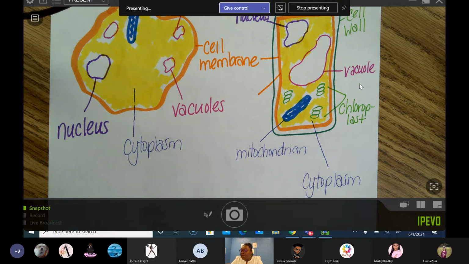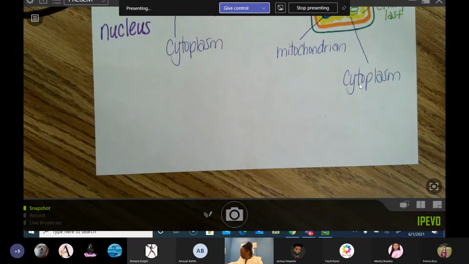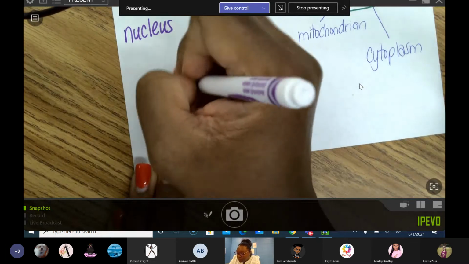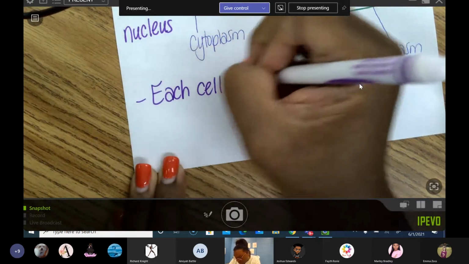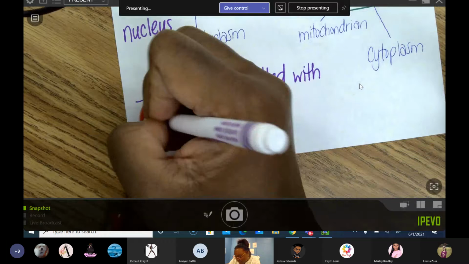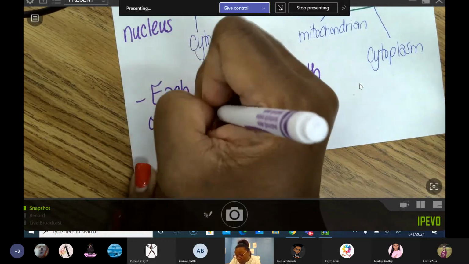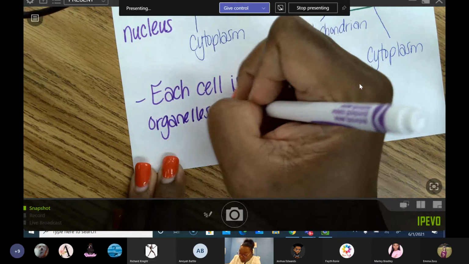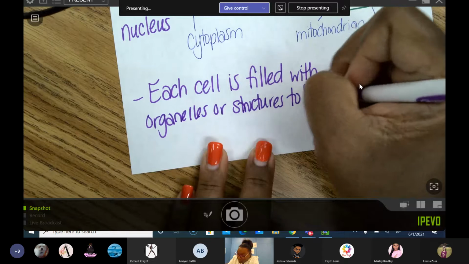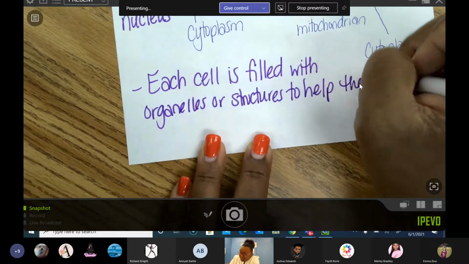What we'll find here is that each of these cells are filled with these organelles. And we want to make sure we know that each cell, in our notes, tick mark, each cell is filled with organelles or structures to help the cell work.